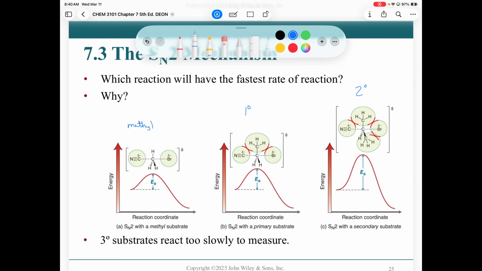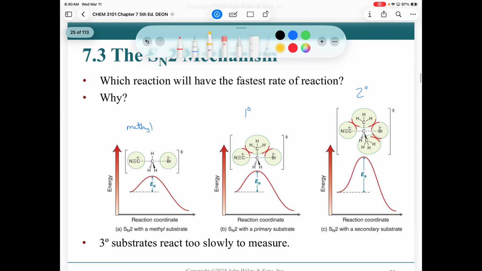End of story. You're like, they left out tertiary. No, they didn't. They put it down here. Tertiary substrates, there's not enough room on the screen to show how high the activation energy is. We would go up to the stratosphere or something, right? An extremely high activation energy. Cool? Is this making sense?